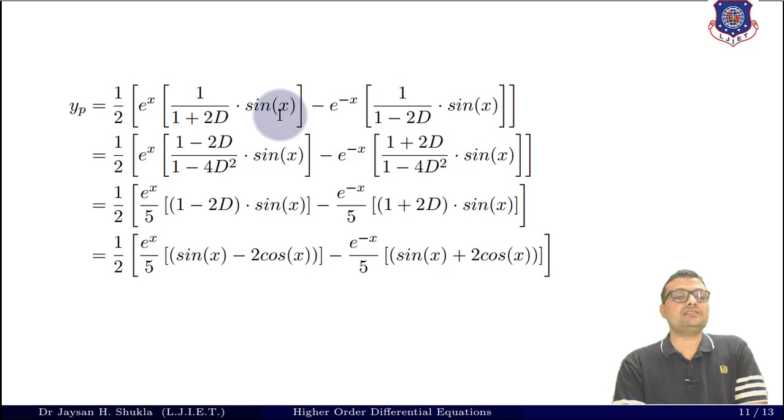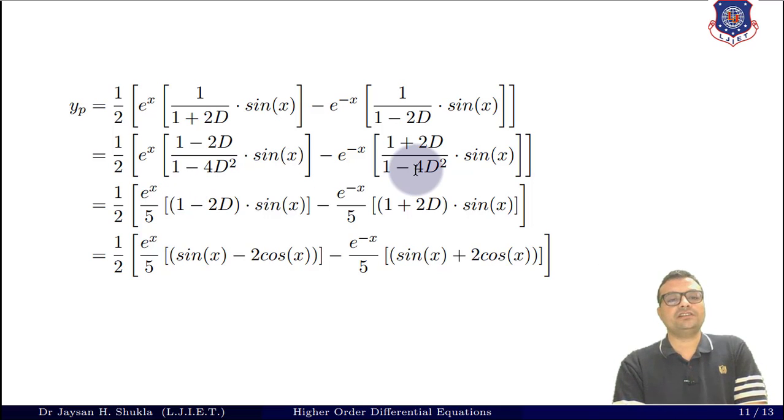As we know that in sine and cos we cannot convert odd powers of d, so I need to generate even power, and for that I am multiplying and dividing by its conjugate. So it is 1 minus 2d multiplied in numerator and denominator. So it is 1 minus 2d over 1 minus 4d square. Over here it is 1 plus 2d over 1 minus 4d square. So here d square is replaced by minus 1. Here also d square is replaced by minus 1. So it gives you 1 minus 4 into minus 1. So it is 1 plus 4, 5.